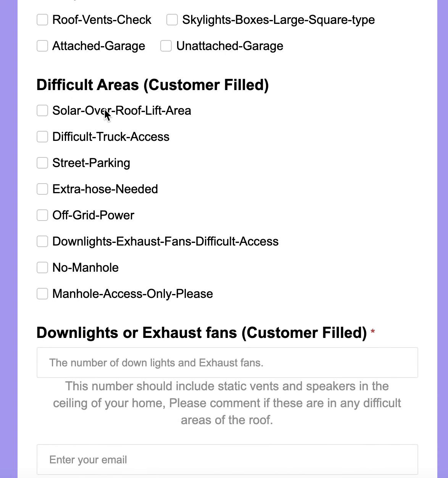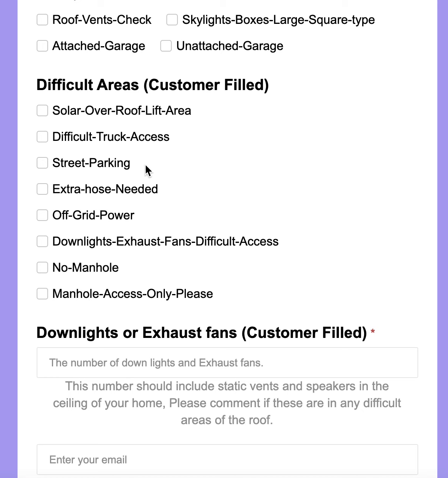Now, difficult areas. These aren't compulsory to fill in, but if you've got solar panels over an exposed beam roof or a raked roof, then we need to know about that. Sometimes it's hard to tell from the internal photos exactly where the raked section is. If you've got difficult truck access, the truck we use is a little bread truck, about 3.3 metres high, but maybe you've got overhanging trees or a windy driveway or a very steep driveway. Let us know, because they're the kinds of things that sometimes don't come up on our searches with the aerial photos.